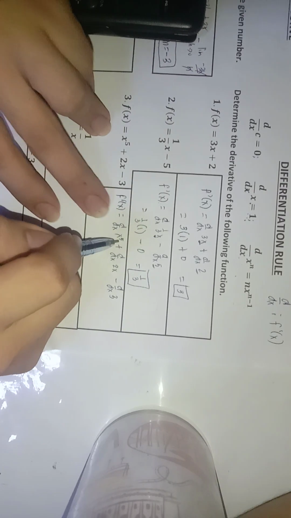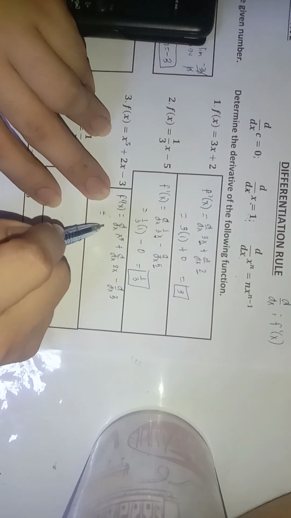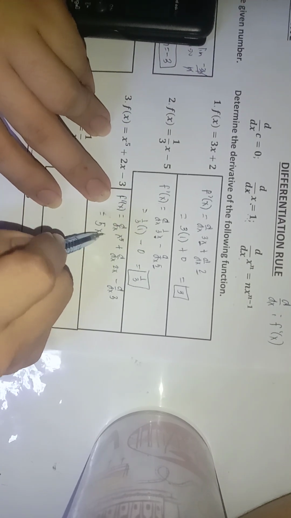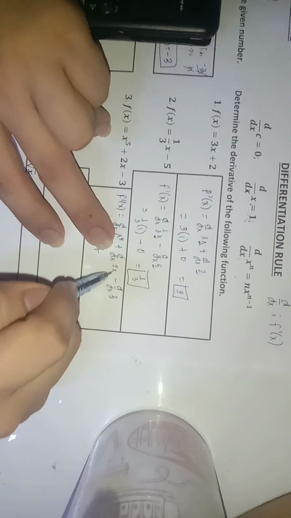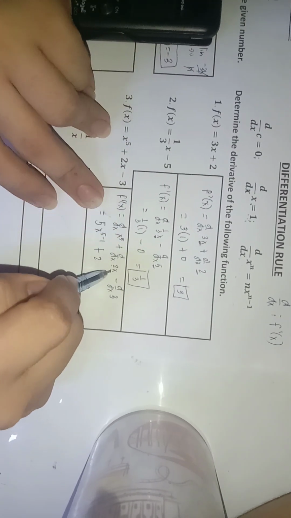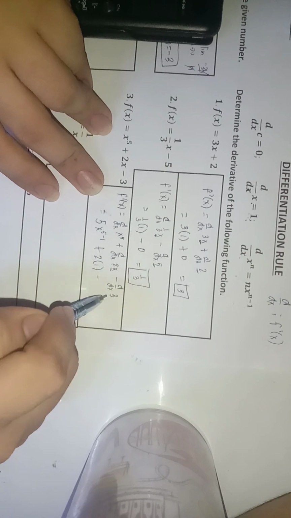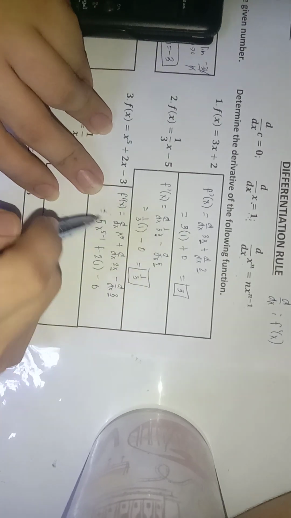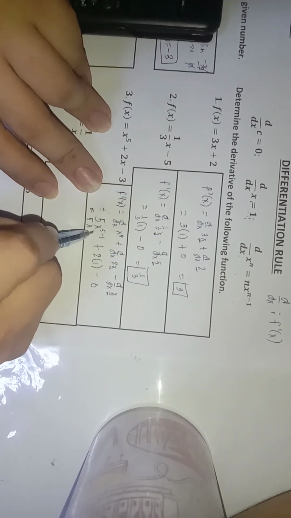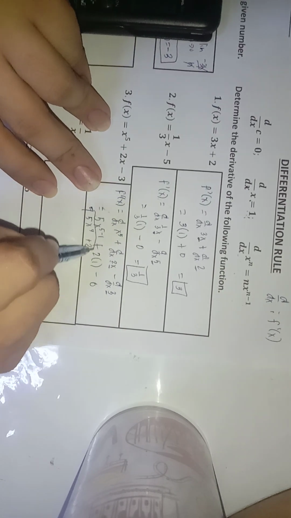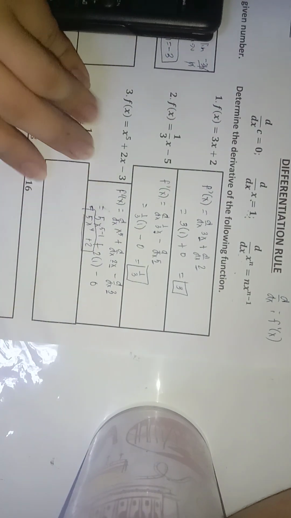Then simplify. Power rule: drop the exponent, we get 5, copy, then minus 1. Plus, ito naman, copy yung 2. Derivative of x is 1. Minus, derivative of a constant is 0. Simplify, we get 5x to the 4th plus 2, and this is the final derivative of your function.